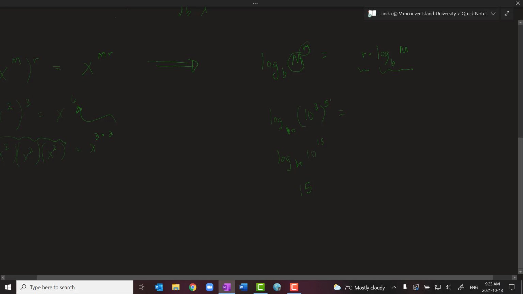And the way that most people like to think about this rule is that the power here can come down and go out front here. So this becomes 5 times log base 10 of 10 to the 3. Oh, well, the exponent we have to put on 10 to make it 10 to the 3 is 3, and then we'll multiply that by the 5. Okay? You could also do it here. You could take this out front. Here, oh, look, we could put the 15 out front, and then we're left with 15 log base 10 of 10. But what is the exponent I have to put on 10 to make it equal to 10? It's just 1. So you get 15 times 1 is 15.